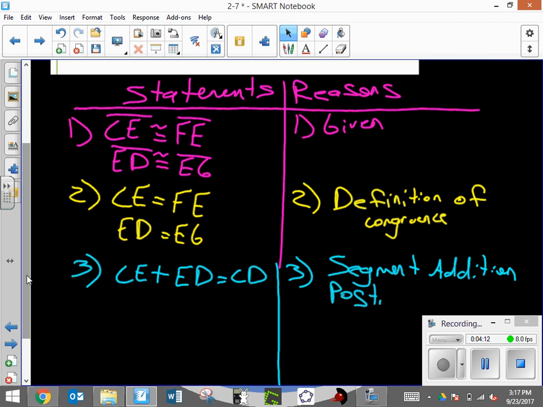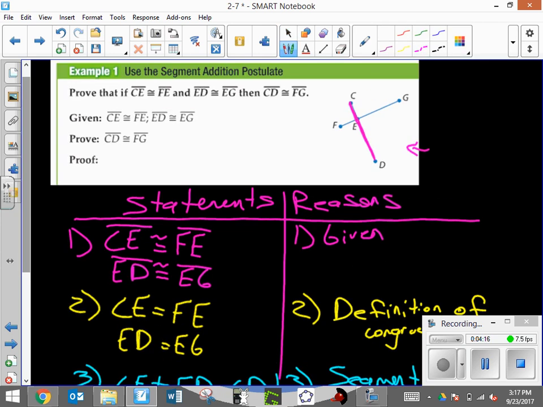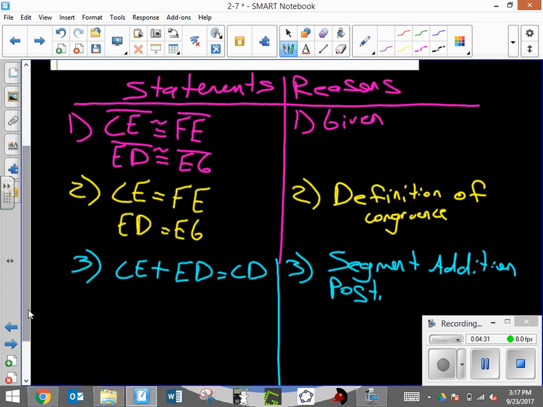Shorthand that a little bit. All I did from my picture was I took this little portion plus this portion, which should have equaled the entire segment. That's what the segment addition postulate says. Okay? That's all I did there. Now I want to manipulate that statement 3 in my next portion. So I'm going to keep it right there.